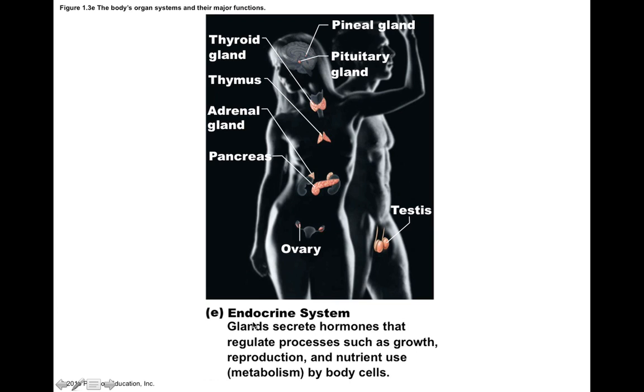So the endocrine system, like the nervous system, is vital for the survival of your body because it helps to have your body's tissues communicate with each other.